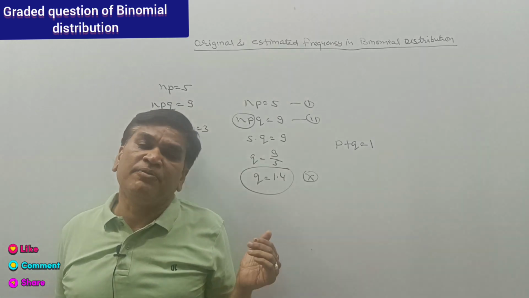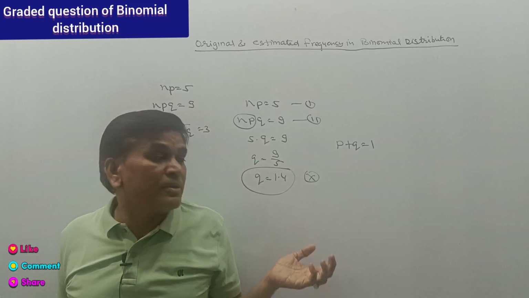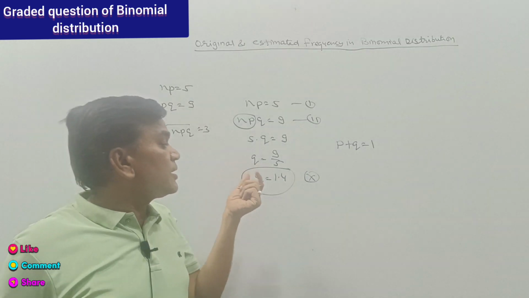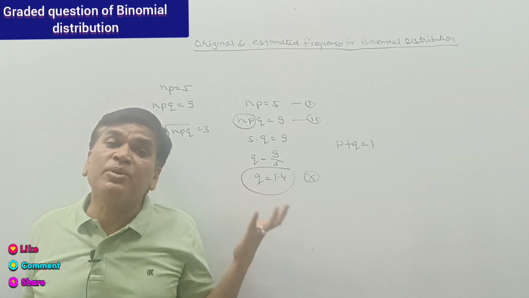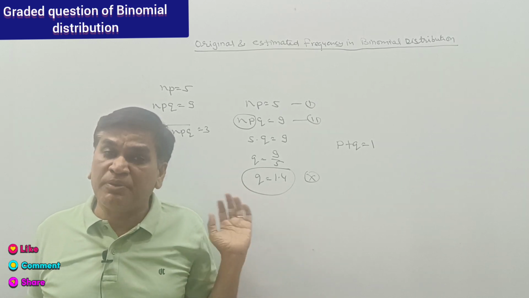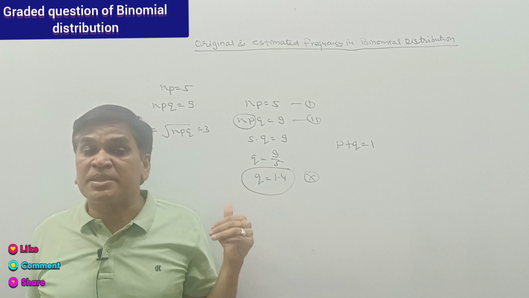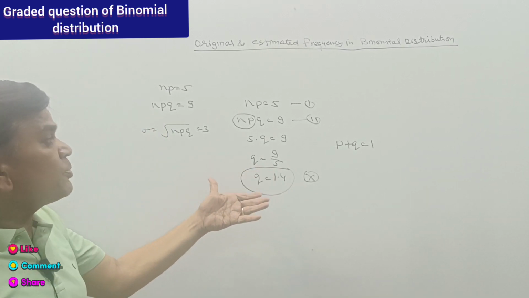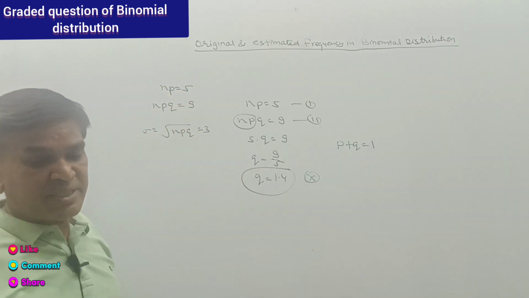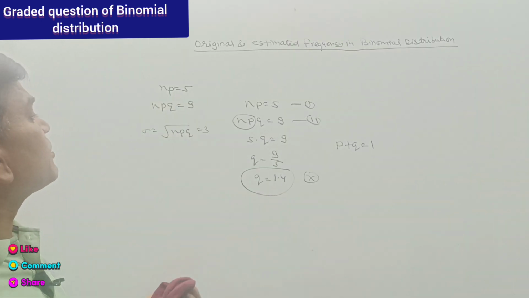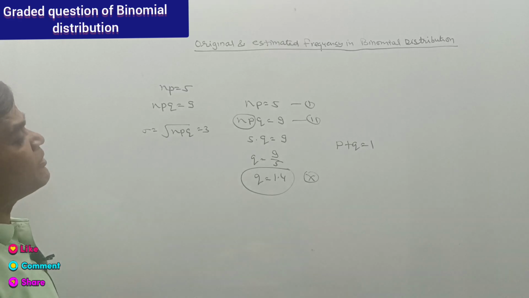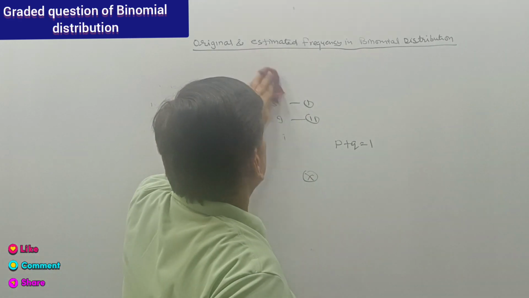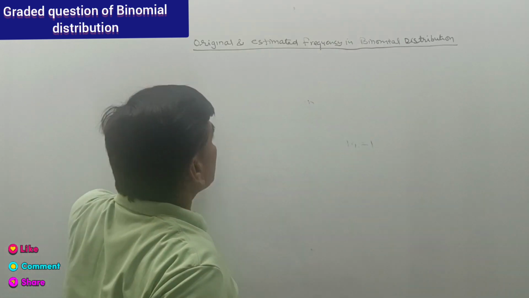So we will comment that the student has calculated wrongly, because the value of Q cannot be more than 1, because P plus Q is 1, the total probability. So it is not possible, it means his calculation is wrong. We just have to comment on whether the student has calculated right or wrong. So we will say the student's calculation is wrong. Next question.